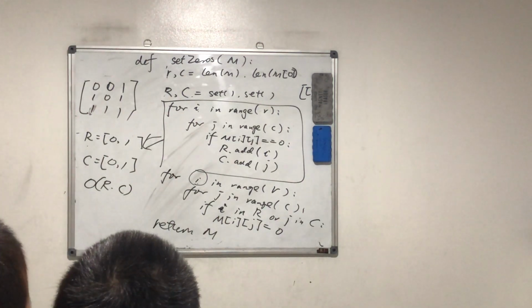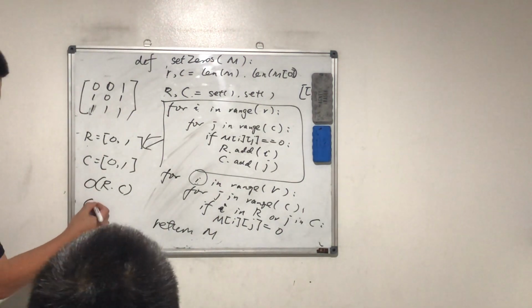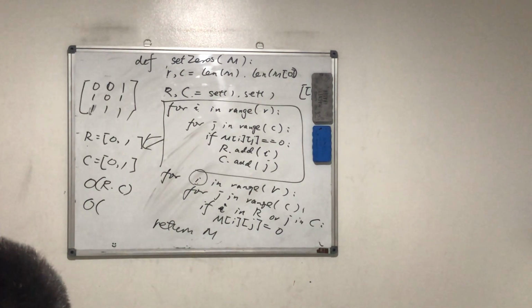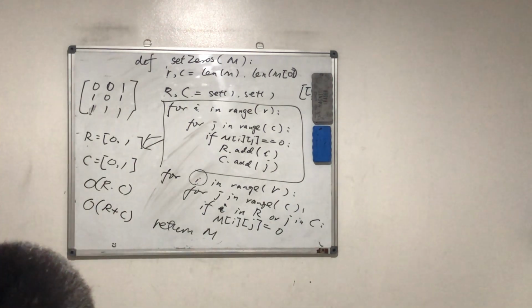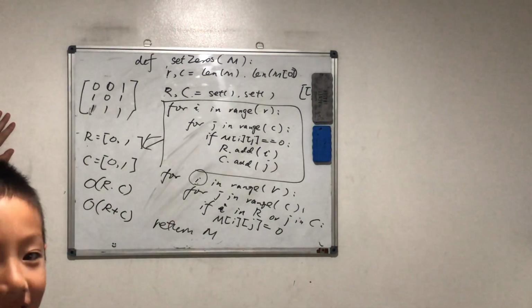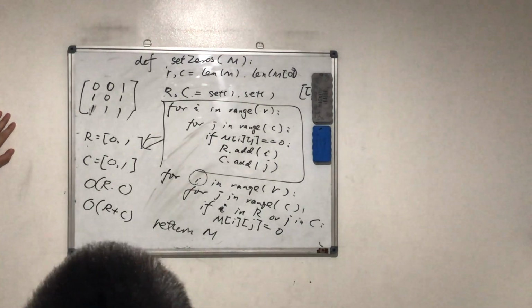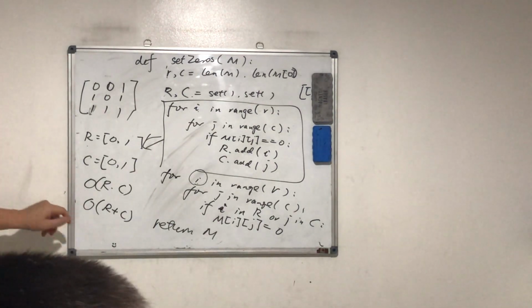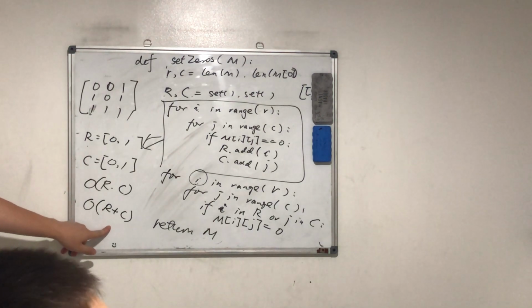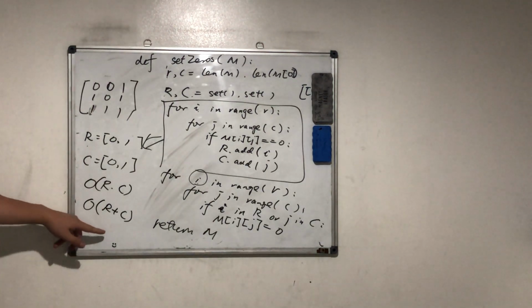This is quite tricky. What's the space complexity? O(N). What's N? R plus C. Why is it plus C? Can you tell me? Because we add the rows and columns. Why is it O(R plus C)? Why?